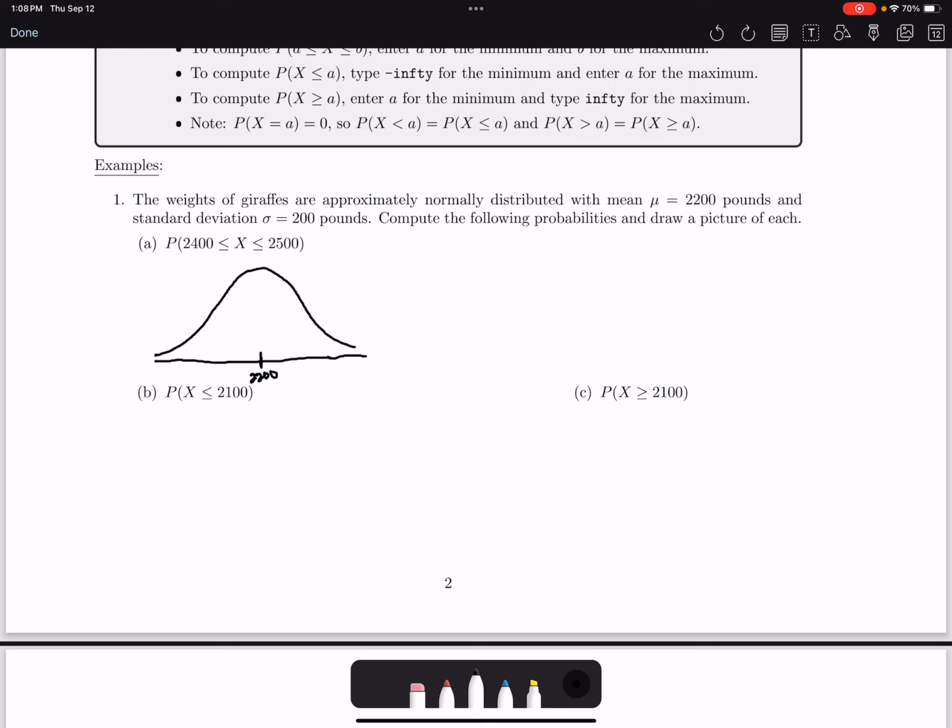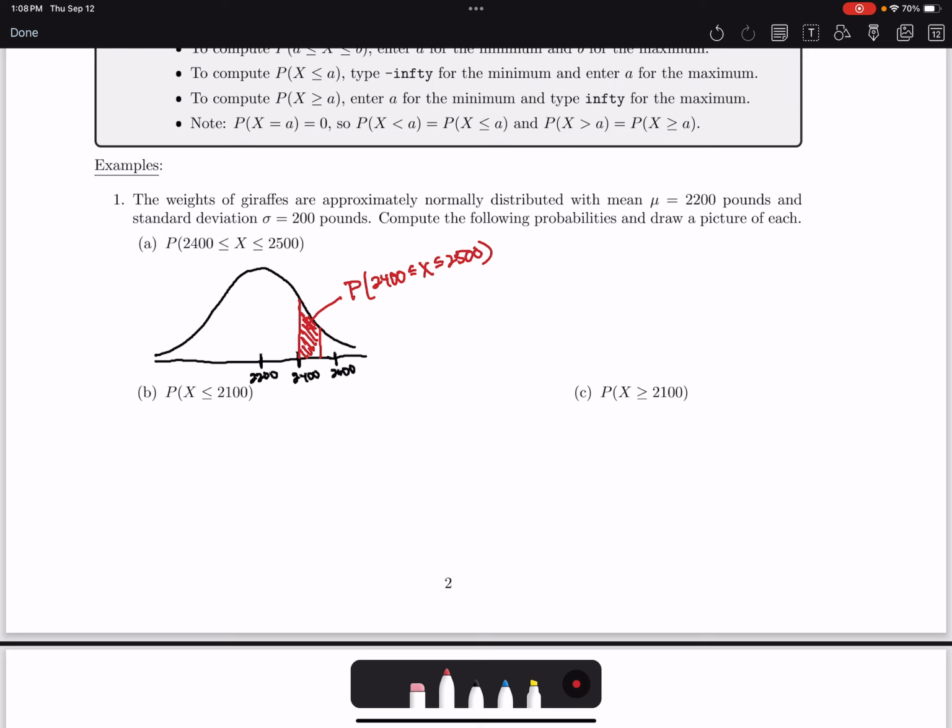Okay, and then one standard deviation is 200 pounds. So if I'm one standard deviation above the mean, then I'm at 2,400. And if I'm two standard deviations above, then I'm at 2,600, and so forth. Now, we're interested in knowing the probability that x is between 2,400 and 2,500. So that would be roughly this area right here, okay? Between 2,400 and 2,500. Okay, that's that area.